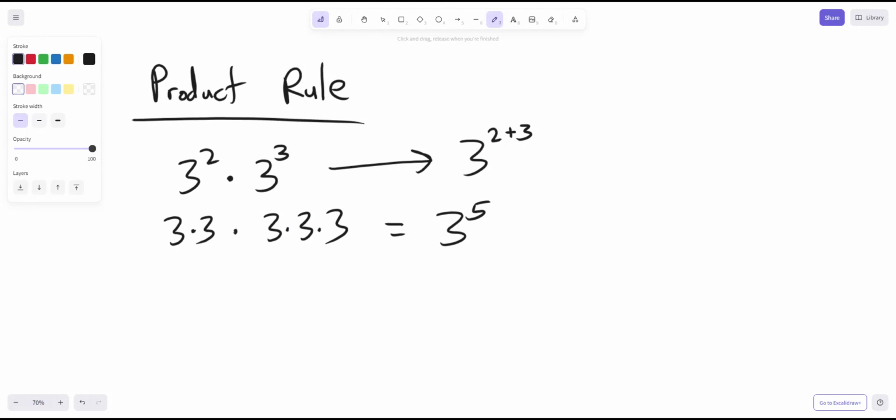We can also do this with variables, right? x to the fifth power times x to the seventh power. If I do the product rule, because they have the same base, this is x to the 5 plus 7th power, which is equal to x to the 12th power.